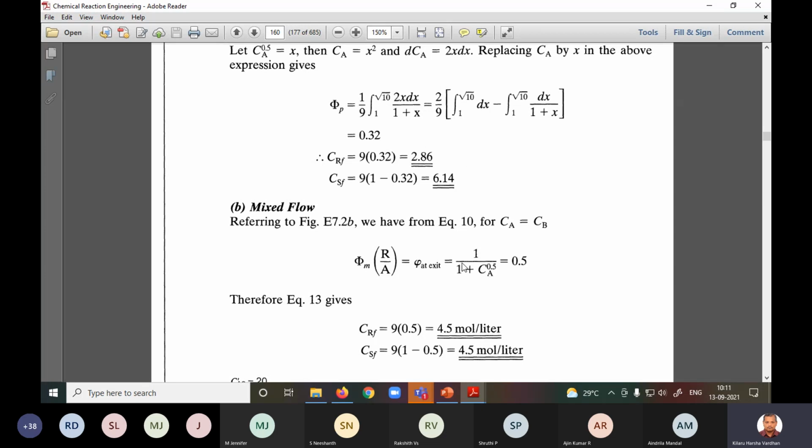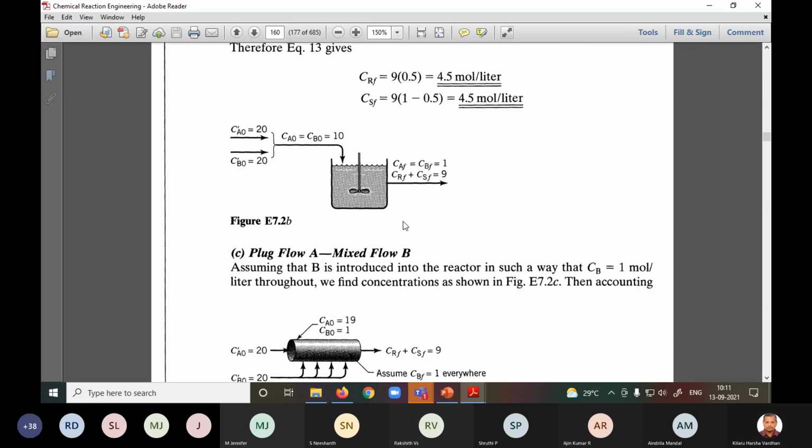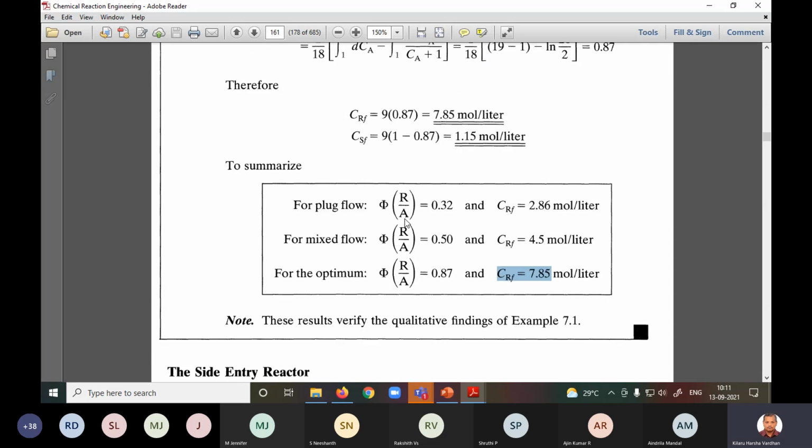Just substitute that final concentration in that instantaneous equation. Then you can get your overall. Yeah. Then we go for one more problem.